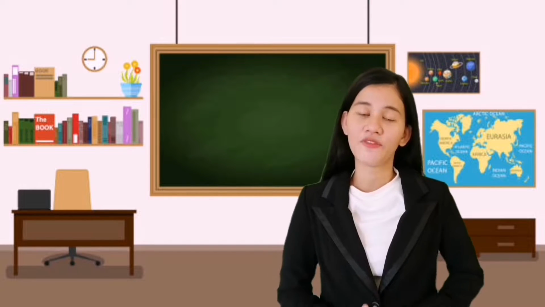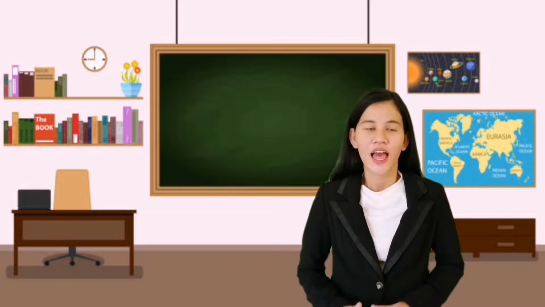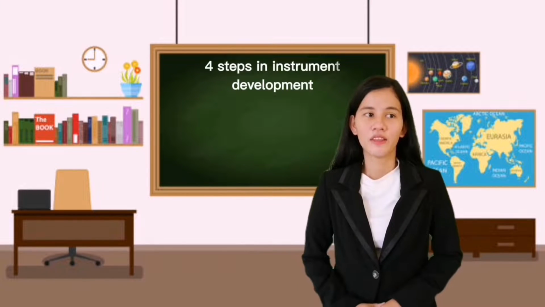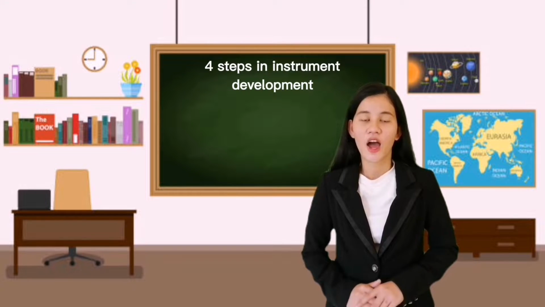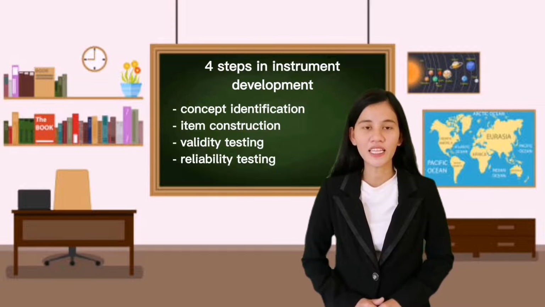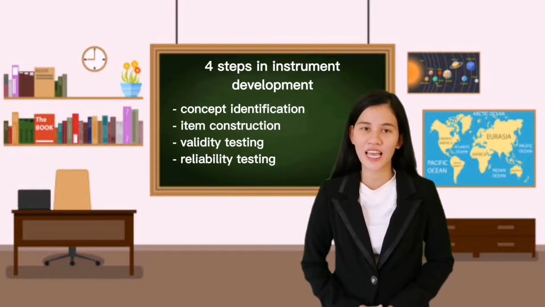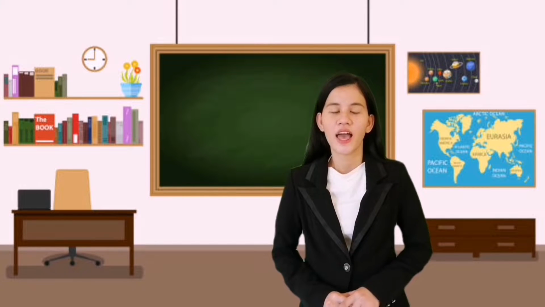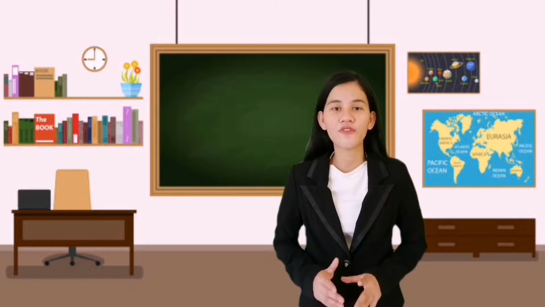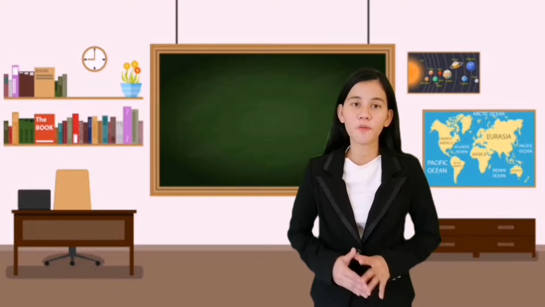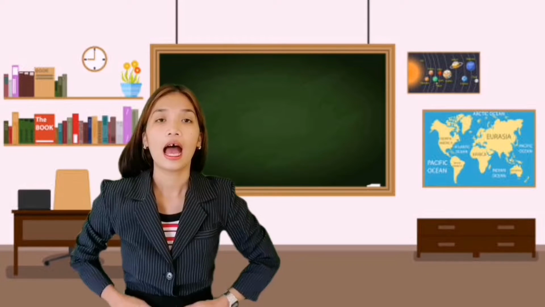After discussing validity and its principle, let's now see and learn about the 4 tests involved in instrument development: concept identification, test construction, validity testing, and reliability testing. Only with reliable and valid measures can true relationships and differences be determined, and effective intervention programs be formulated.